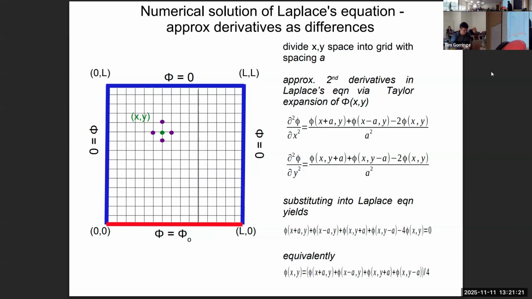And so this is Laplace's difference equation written in a form that says that the value of the potential at location xy on the grid is simply the average of the values at the four nearest neighboring points on the grid, the ones above and below and the ones to the left and right. And that's Laplace's equation.